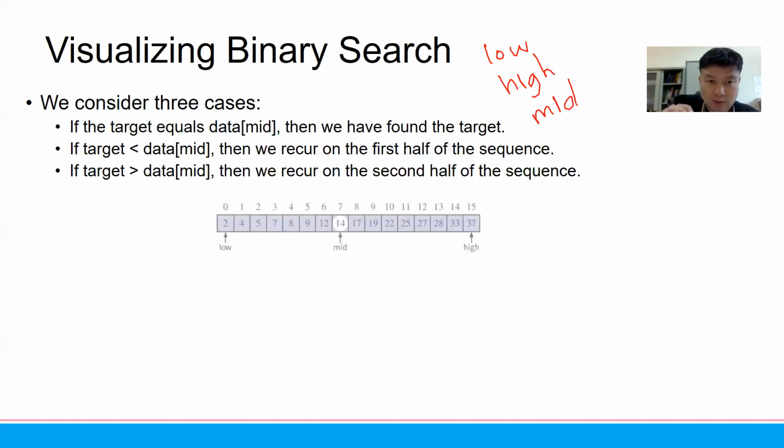Now let's see. I have a list like this one. The starting point is index 0 and the ending point is index 15. So the lowest one is in index 0 and the highest one is in index 15. So we have the mid, and this is the mid. If we want to find the target, let's say I want to find 22. So let's see, the target is less than the data in the mid.